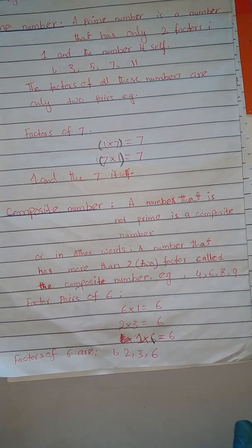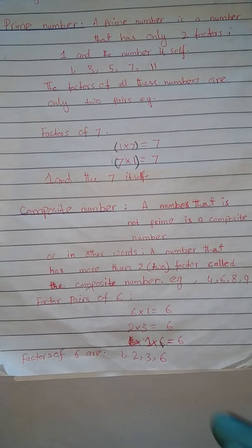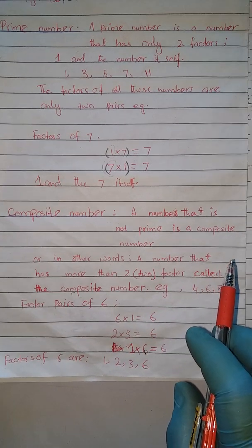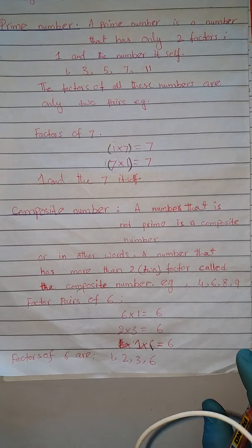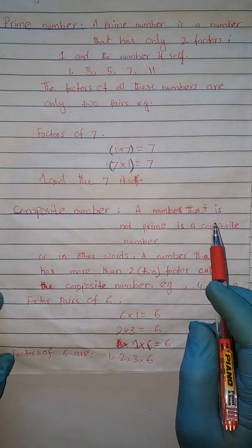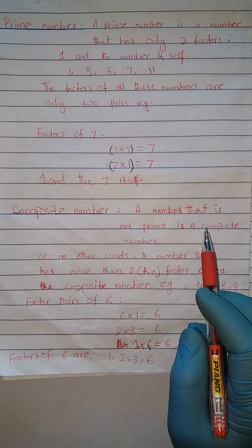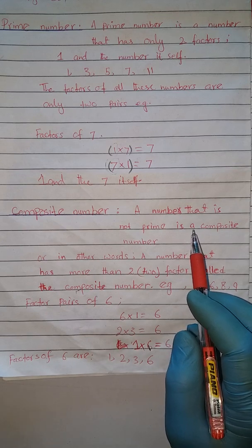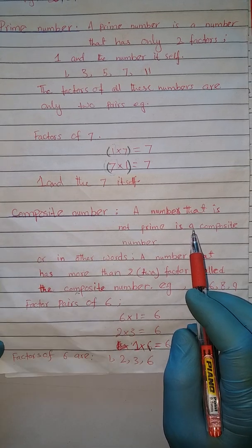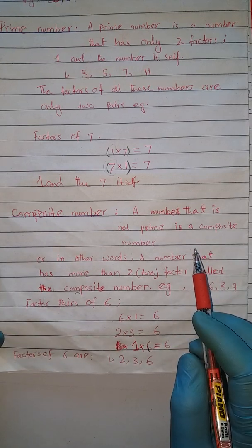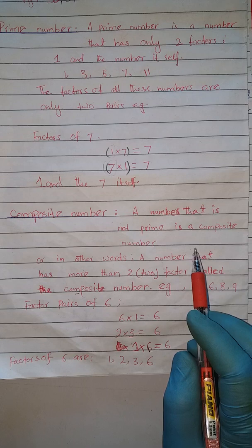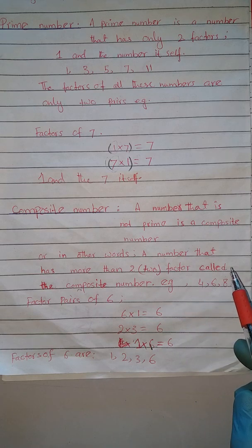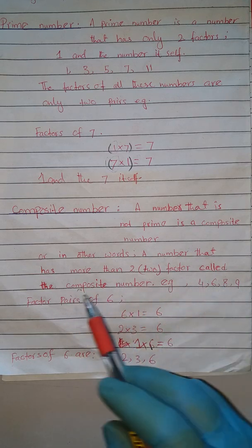A composite number is a number that is not a prime. अच्छा, composite number कौन सा होता है? कंपोजिट नंबर वो नंबर होता है जो कि प्राइम नहीं होता. प्राइम कौन सा होता है? द प्राइम नंबर ओनली हैज़ टू फैक्टर्स, ओके, 1 एंड द नंबर इटसेल्फ. बट द कंपोजिट नंबर is a number that has more than two factors. Okay, in other words, a number that has more than two factors is called a composite number.